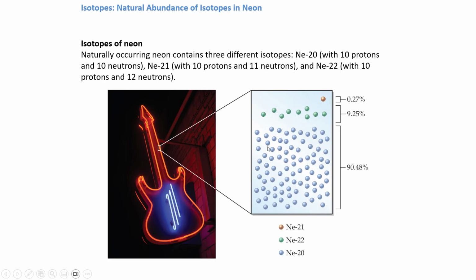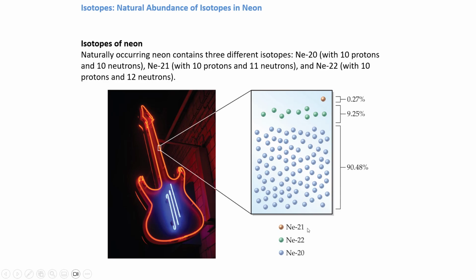So again, naturally occurring, neon has 10 protons, 10 neutrons, neon 21, 10 protons, 11 neutrons, and neon 22, 10 protons and 12 neutrons. The relative percent of how these exist, 90% exist as neon 20, only 9.25% exists as neon 22, and only 0.27% exists as neon 21. So you can see these broken down.